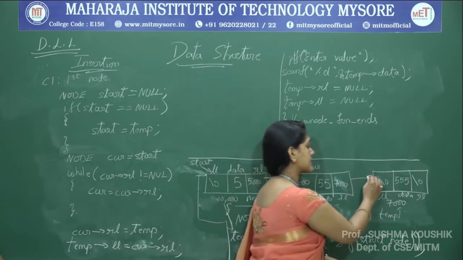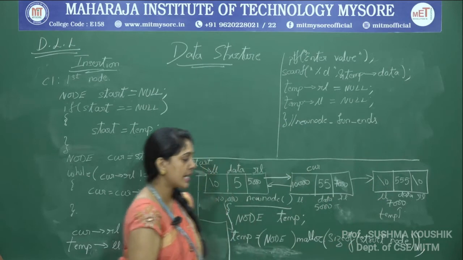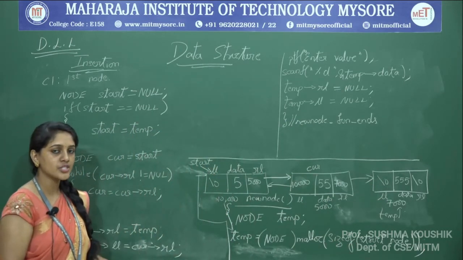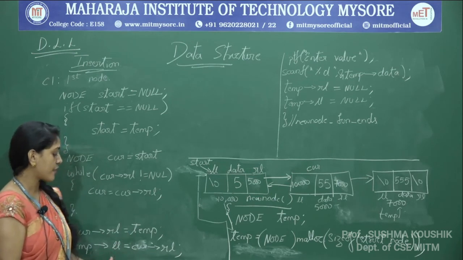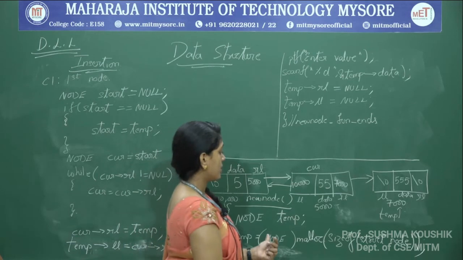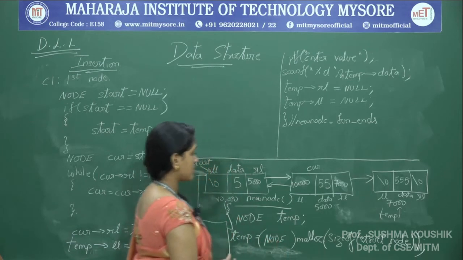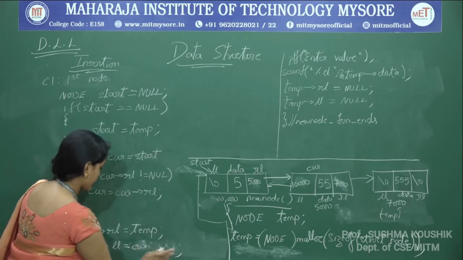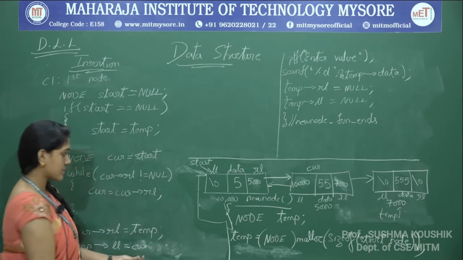So one link is established. Our work is not yet done because we have to do one more link establishing. So next is temp of LL is equal to current of RL. So not current of RL, just current itself is holding over here. So current of RL is not required. We will just write as current.